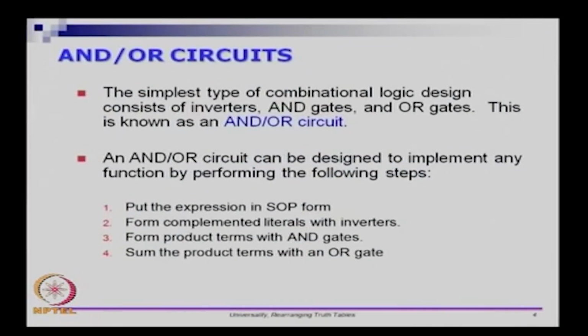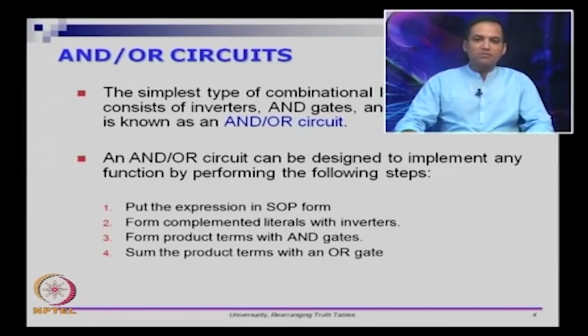So if you want to design a circuit using AND, OR and inverters, all you have to do is take the Boolean function and express that in the SOP form, let us say the sum of product form, and you may want complemented inputs also. So if you want complemented inputs, you take the variables and put an inverter to get the complemented literals. Then you form the product terms using AND gates, because each is a product, and the logical sum that you need for all of those is achieved using an OR gate. That's why it's called an AND OR circuit.